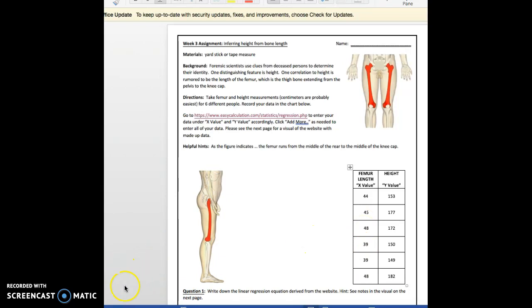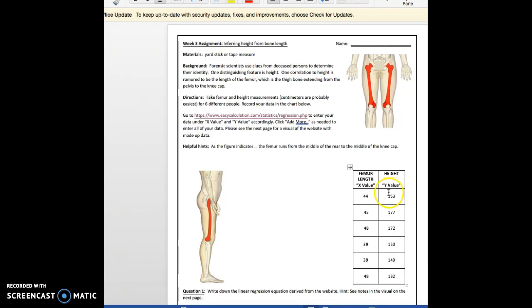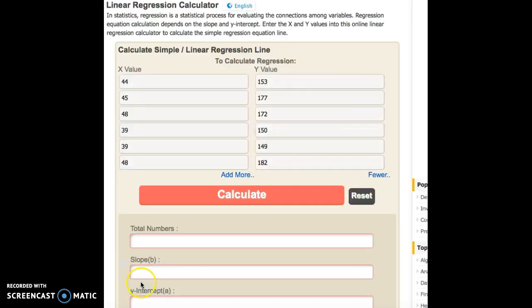So I'll go ahead and put them in: 44, 45, 48, 39, 39, and 48. So there's all my femur lengths. Then we're going to enter all of our heights, 153, 177, and so on and so forth. I've gone ahead and put 153, 177, 172, 150, all of my heights into the chart. So here's my X, Y point, another X, Y point. And if you were to actually graph it, you would see these as a scatter plot.